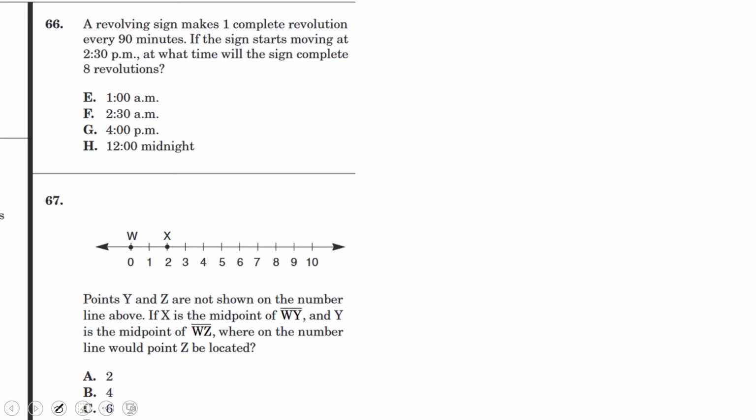A revolving sign makes 1 complete revolution in 90 minutes. If the sign starts moving at 2:30 p.m., after 8 revolutions. So 90 minutes multiplied by 8 revolutions divided by 60 minutes, right? To find out the number of hours. So that is equal to 72 over 6, which is 12 hours. So if you start at 2:30 p.m., it's going to be 2:30 a.m.